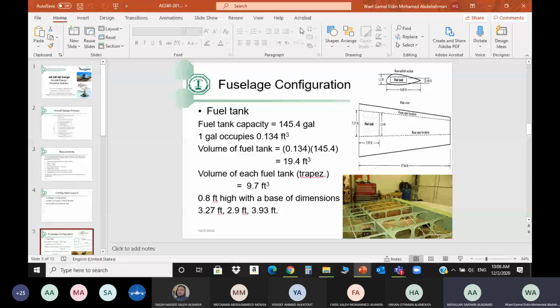You are telling me I can get the dimensions of a fuel tank that will fit that volume, right? This is what you did. Yes. I can always have a solution for this. I can always find dimensions that will fit a certain volume. The question is, are they okay or not?